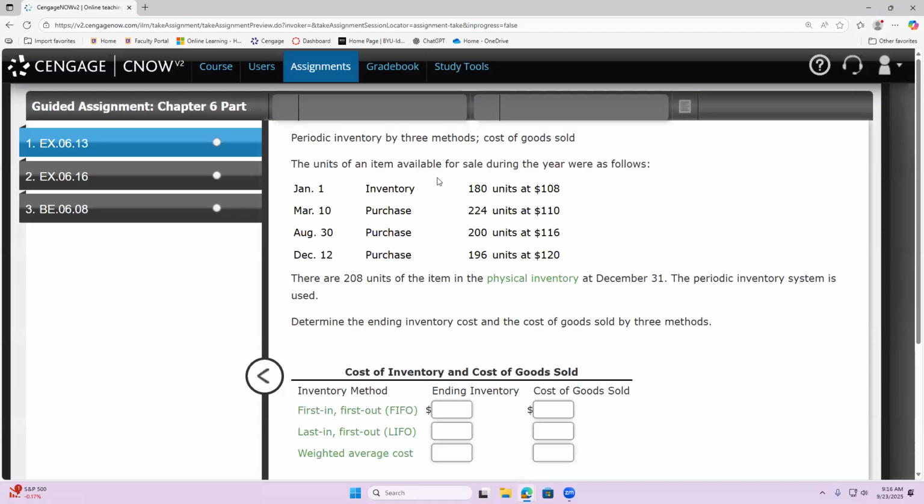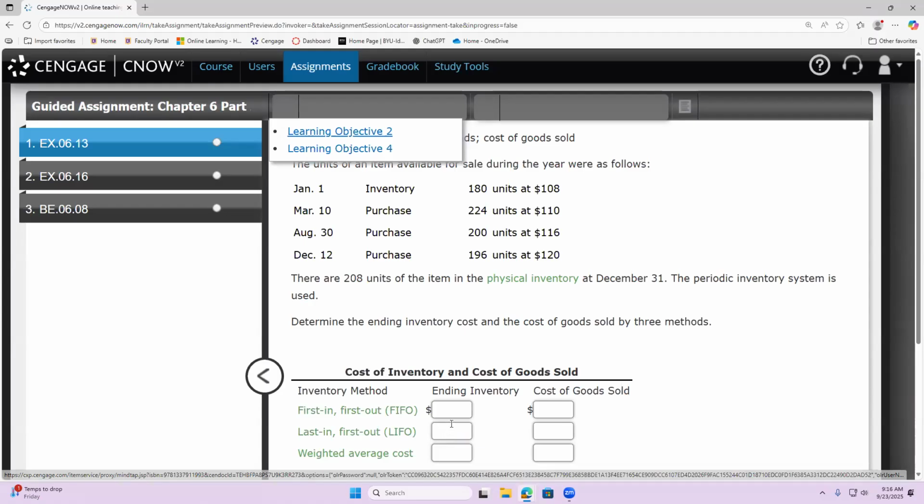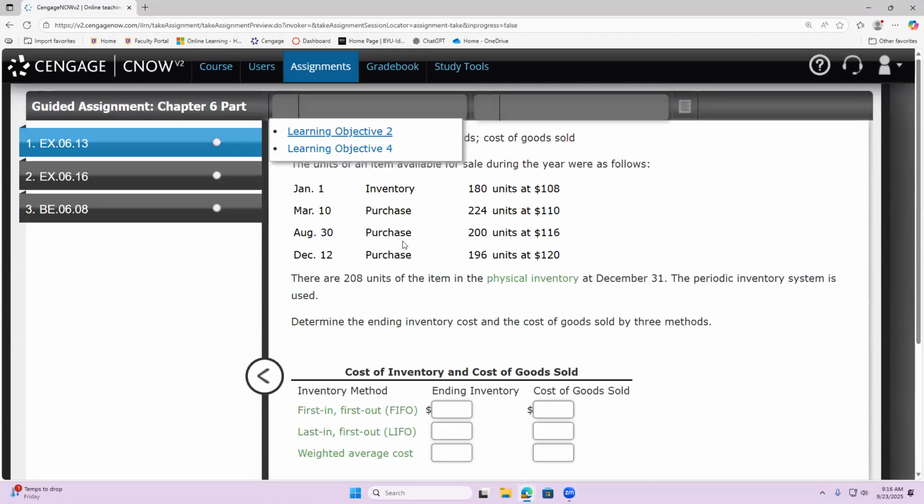So here we have the periodic inventory system by 3 different methods. We're actually going to look at first in, first out, last in, first out, and the weighted average method all in this one problem. So here's the item. We had 180 units that we paid $108 for. On March 10th, we purchased 224 more. August 30th, purchased 200 more. December 12th, purchased 196 more. And then there's 208 units at the end of the year. So we're supposed to figure out, well, what's the cost of goods sold, and what's the value of the remaining inventory?